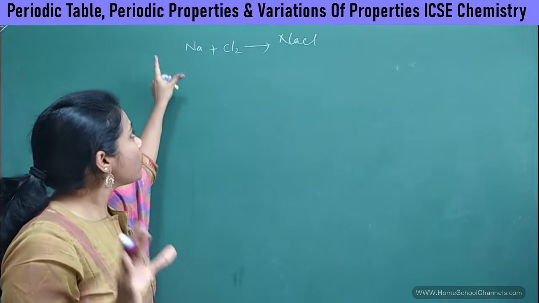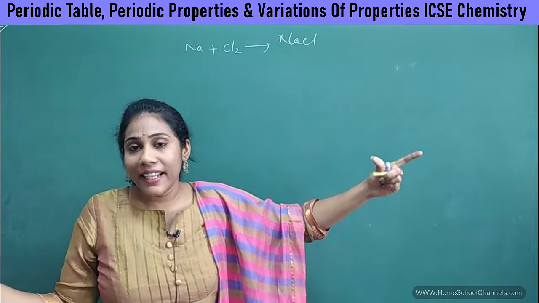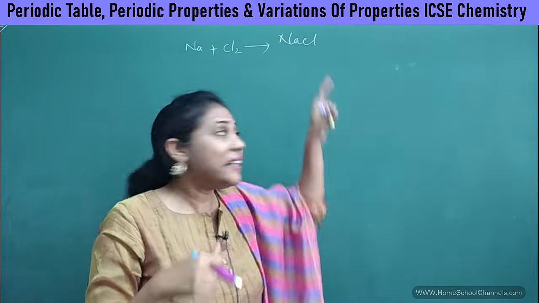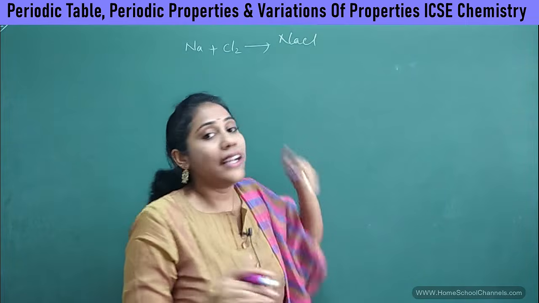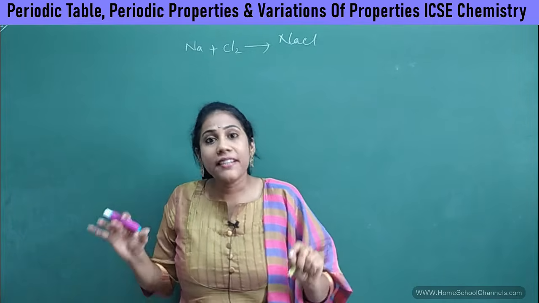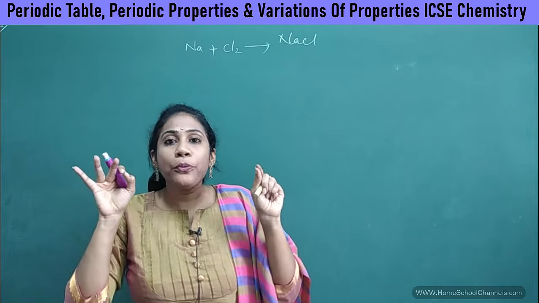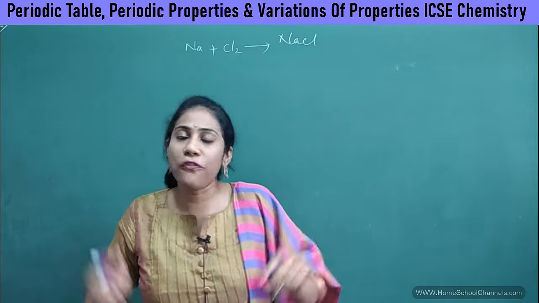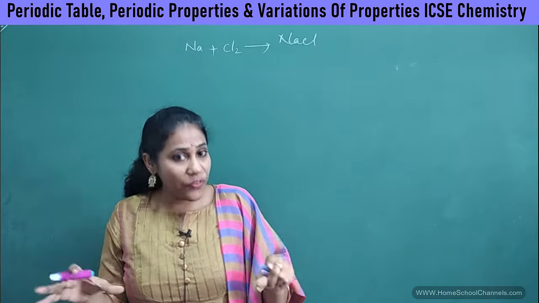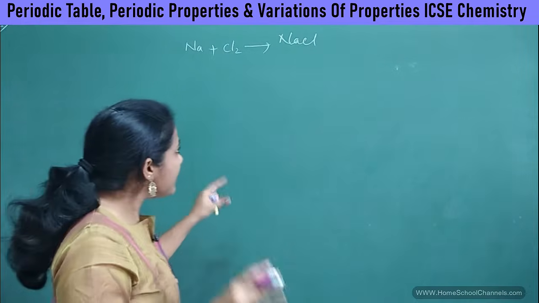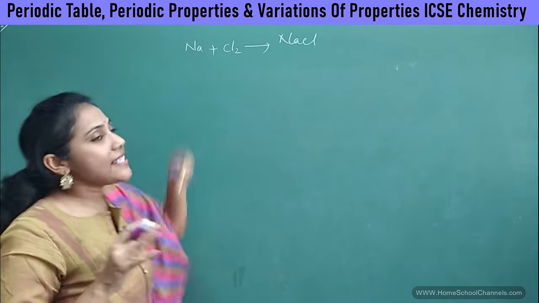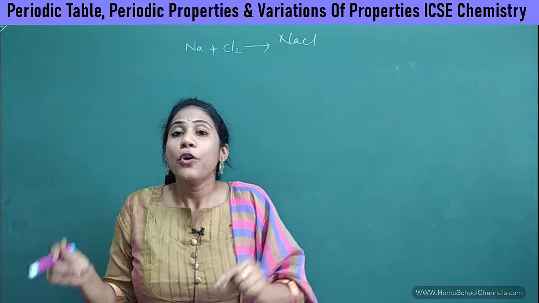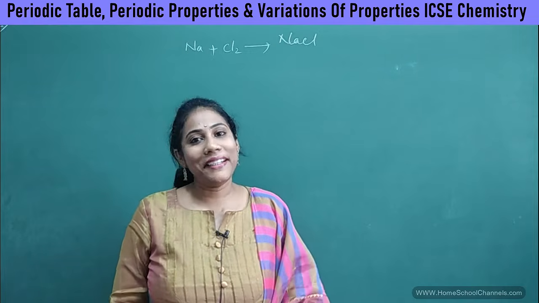Say sodium is one element, chlorine is other element, right? So atoms from these elements have combined and you're getting a chemical compound called NaCl. So I can say the element is the purest substance which is made up of crores and crores of atoms, right? And it is very much necessary to understand certain properties of these elements. And you can understand all those properties with the help of periodic table.